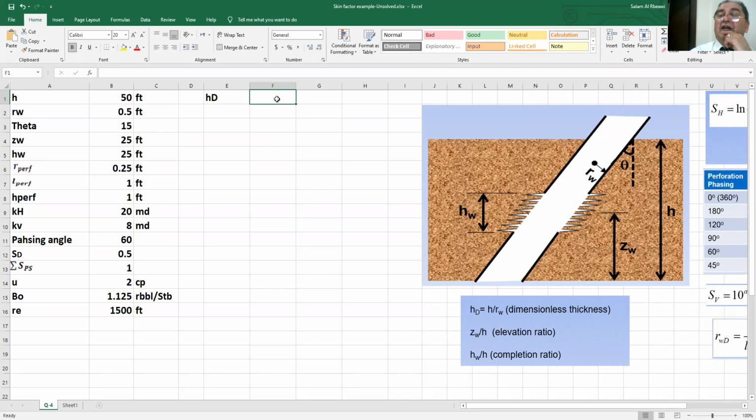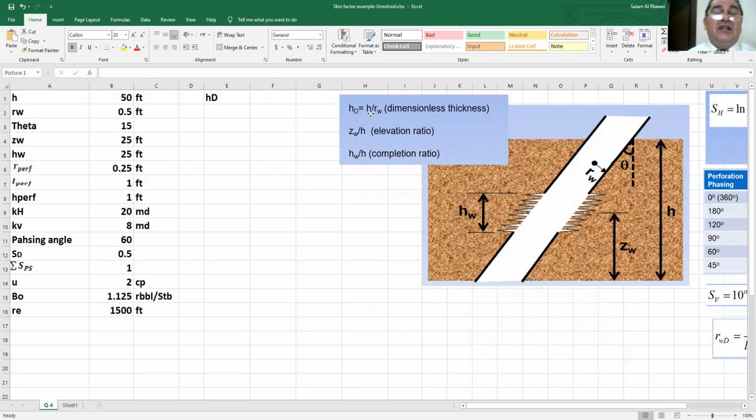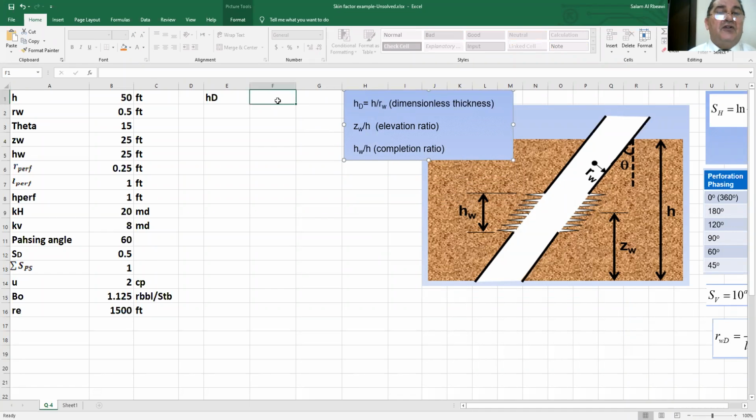Okay. So now H sub D. What is H sub D? Listen, guys. H sub D is H divided by RW. This is H, this is RW. So how much is H sub D? 100. Now I need ZW divided by H. Where is ZW? This is ZW divided by H, this is H. So how much? 0.5. Good. Now I need to calculate HW divided by H. How much is HW?